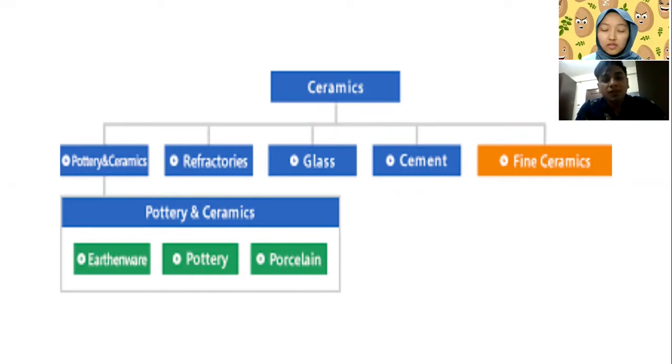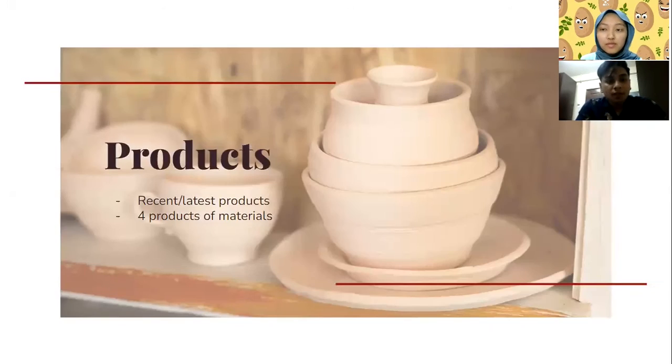So this is the ceramics. As we can see, it's divided into several parts, which is pottery and ceramics, refractories, glass, cement, and fine ceramics. So under the pottery and ceramic, there are earthenware, pottery, and also porcelain. So next, I am going to give you some product examples from the ceramic industries.